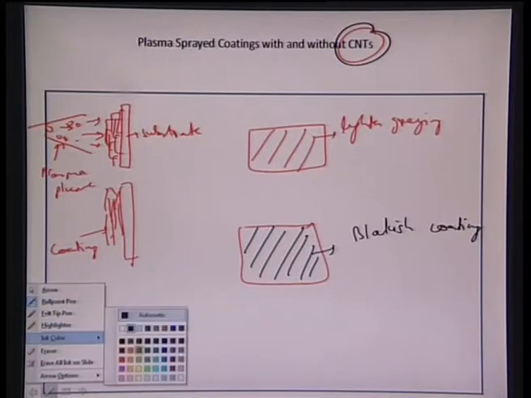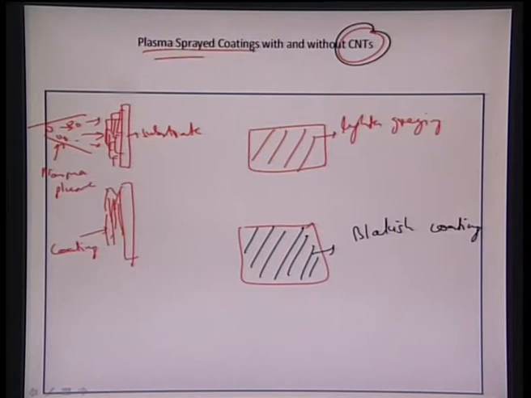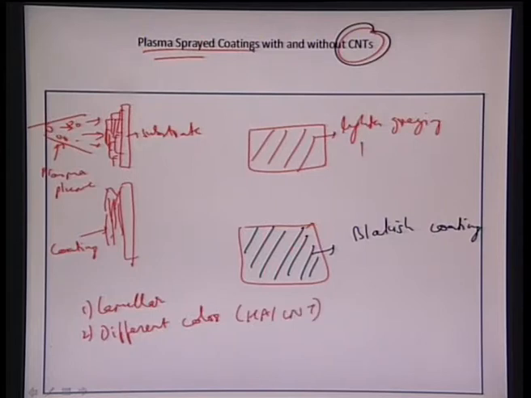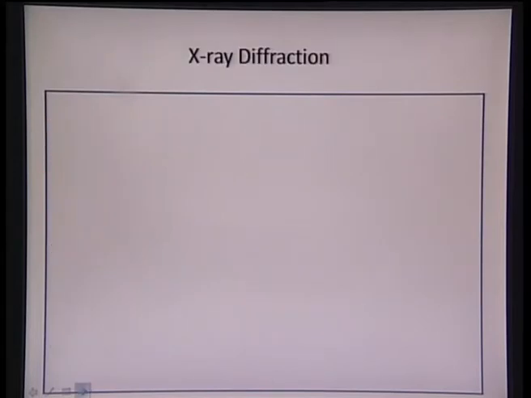So that's what is observed for the plasma sprayed coatings: first of all they form a lamellar structure, and then there is a much bigger difference in color because of the inherent nature of the hydroxyapatite and CNTs. Hydroxyapatite coatings appear much more grayish or light off-white in color, whereas HA plus CNT coating will appear much more blackish because of the CNT content. So that is the overall thing which we see here. And again the X-ray diffraction will show all the peaks of our hydroxyapatite.